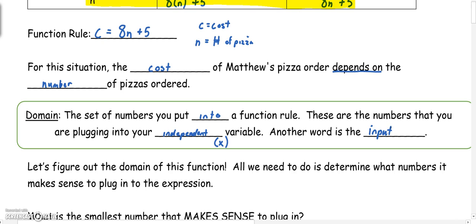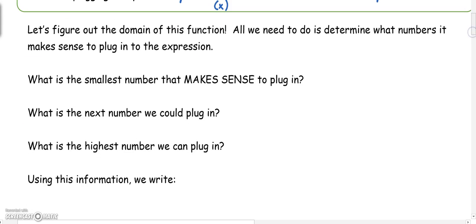So let's figure out the domain of this function. All we need to do is determine what numbers make sense for the expression. So what's the smallest number that makes sense? Well, if I'm going to order pizza, I'm not going to call someone and order 0 pizzas. So the smallest number of pizzas that I would call to order would be 1 pizza. The next number of ordering pizzas would be 2 pizzas.